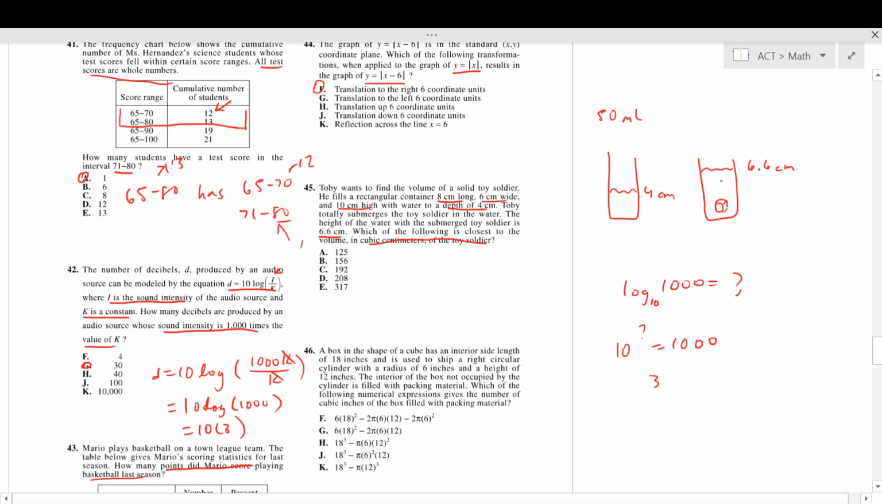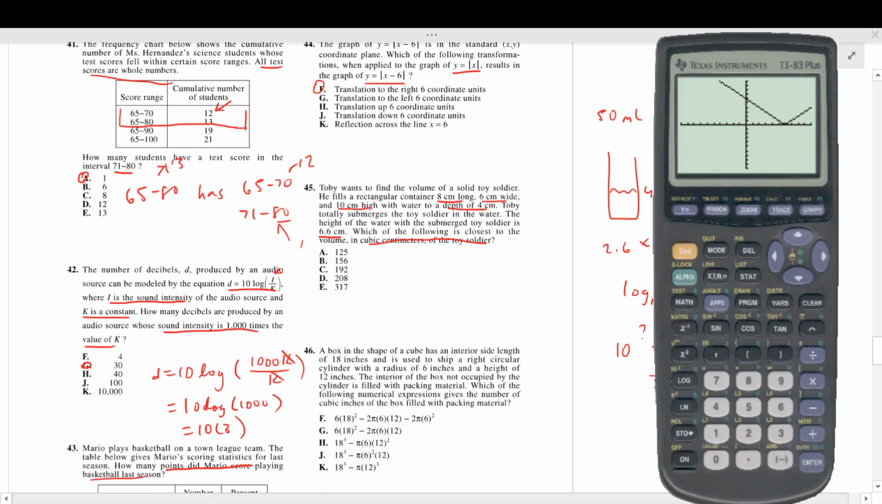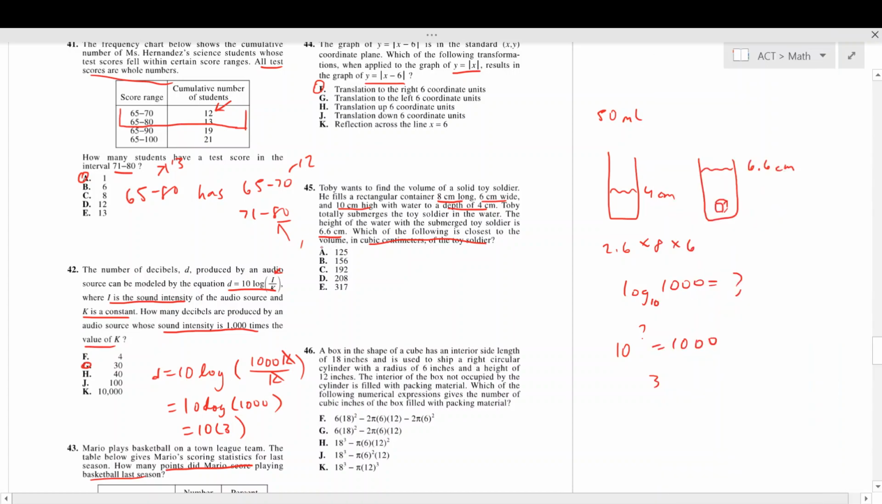The height increased by 2.6, which means that the volume of water that increased is 2.6 multiplied by the length and the width. So we multiply this 2.6 height increase by the length and the width, and that gives us the volume increase of the water. So 2.6 multiplied by 8 and 6, so that's 8 times 6 is 48. So that's about 125.